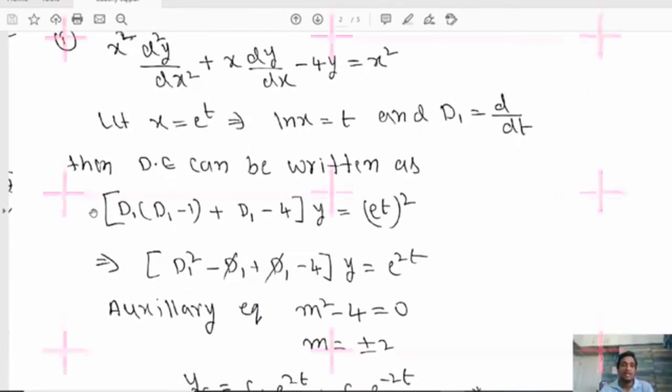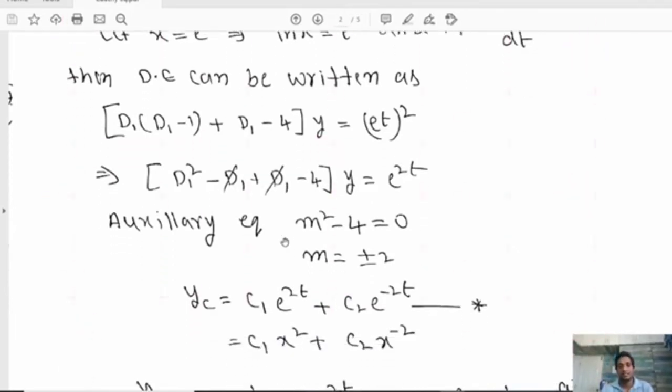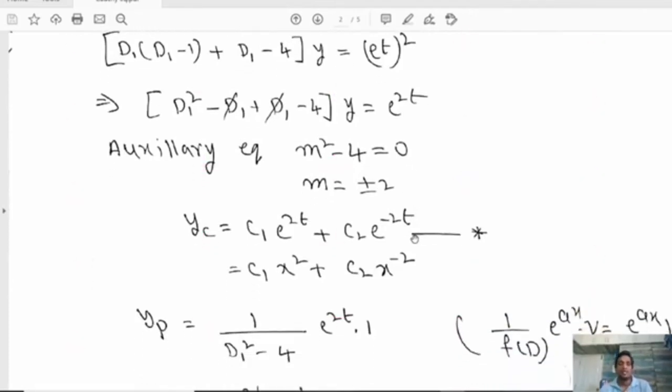Then the differential equation can be written as: x square d square y by dx square means D1 into (D1 minus 1), plus D1, minus 4, into y is equal to x square, and x is e power t, so x square becomes e power t whole square. If I simplify, D1 square minus D1 plus D1 minus 4 into y is equal to e power 2t, and minus D1 plus D1 gets cancelled. So the auxiliary equation, just substituting m instead of D1, becomes m square minus 4 equal to 0. So m will be plus or minus 2.